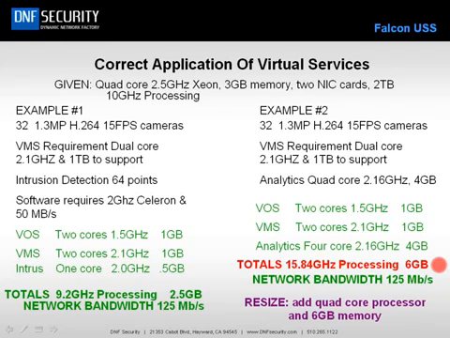I can resize it. I can add in a second quad-core processor, and I need to add 6 gig. There's certain memory increments that the Falcon grows its memory in. 3 and 6, 12, I think, are the increments that the USS can grow its memory. So while I only needed another 3 gig, by virtue of the way the physical machine works, I had to add 6 gig. But adding a quad-core processor and adding 6 gig of memory is a lot less expensive than adding another server.